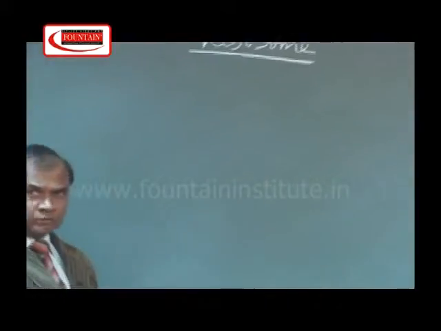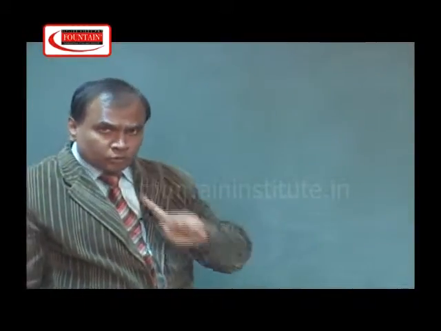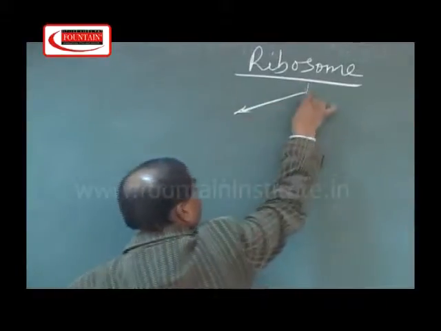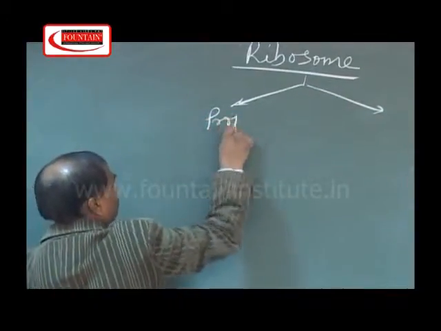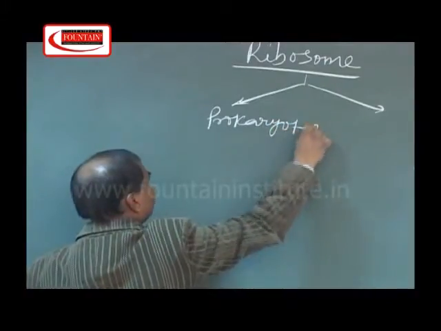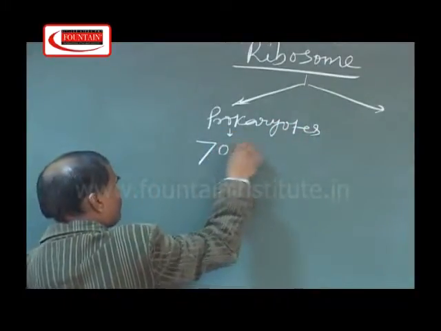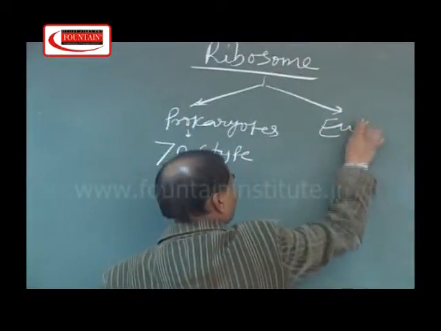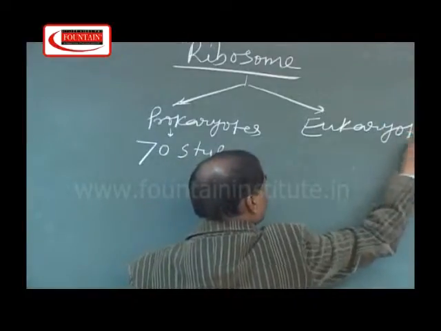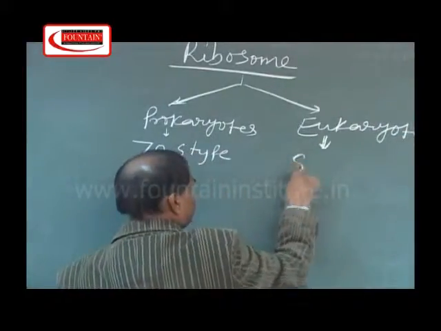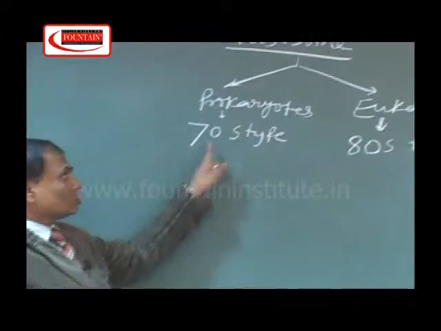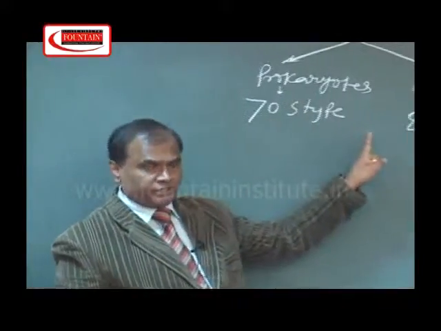The fourth requirement is ribosome. You people might have known that there are two types of ribosomes. In prokaryotes, it is of 70S type. In eukaryotes, it is of 80S type. So there are two types of ribosome, 70S and 80S.